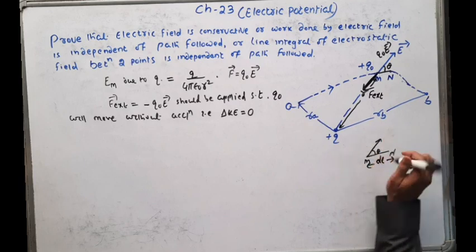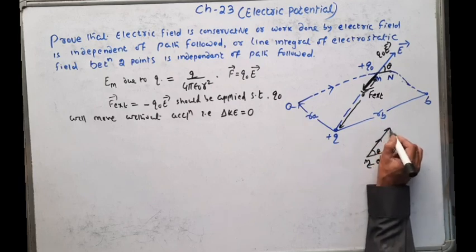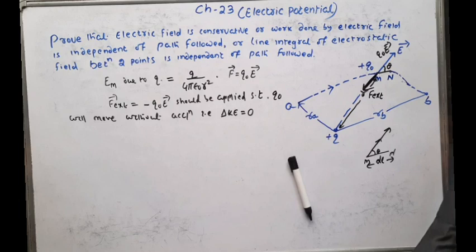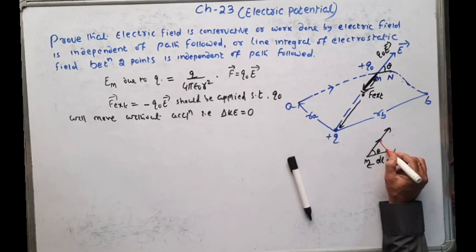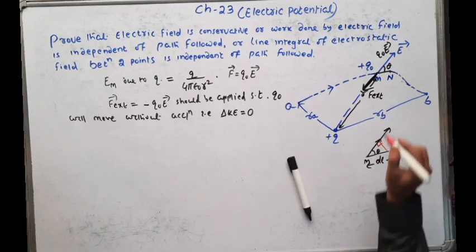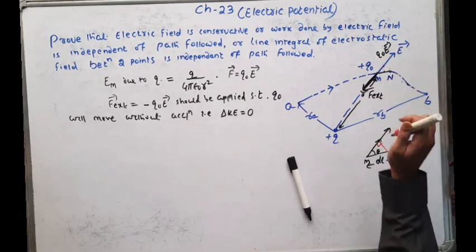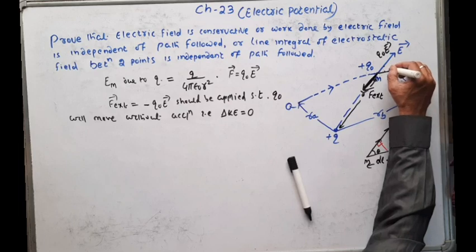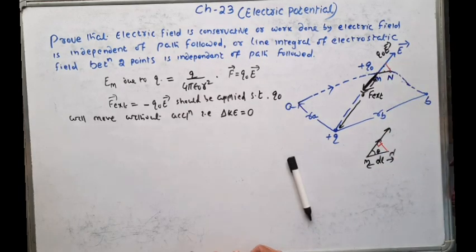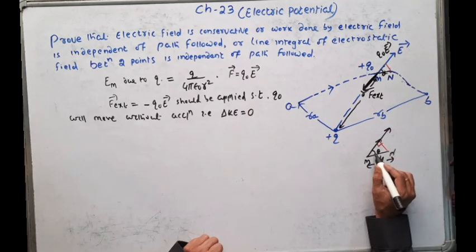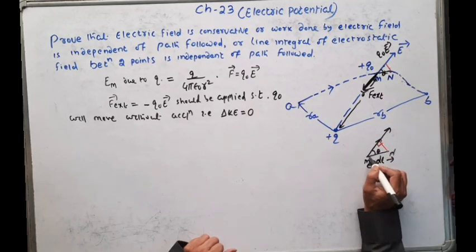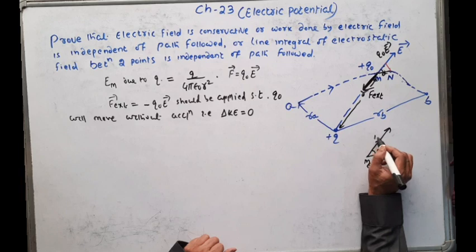So what I will do, I will draw a perpendicular from N point to the electric field direction. So this is a perpendicular distance. So this angle is theta. This is dl. So let us say this is our P point.